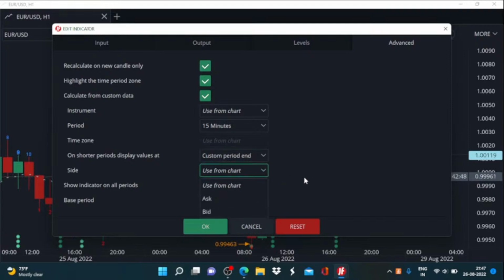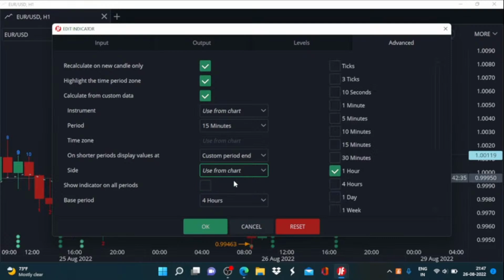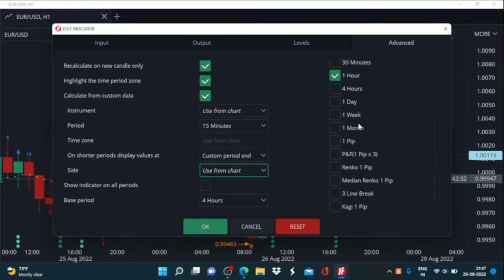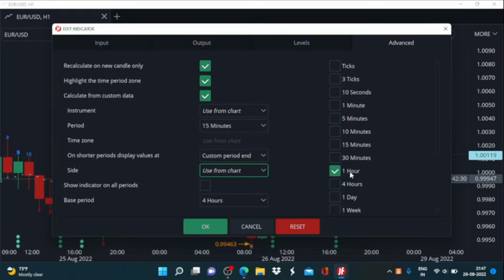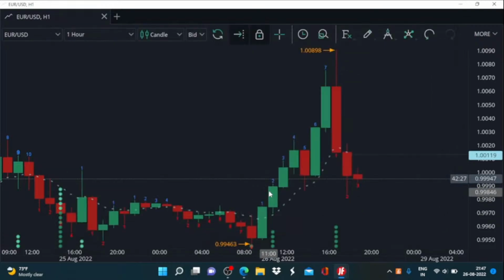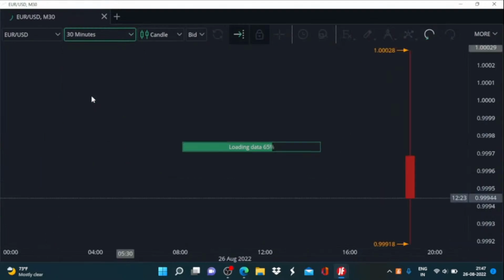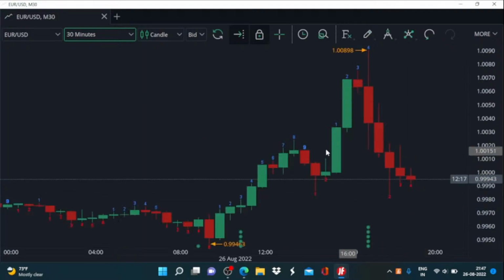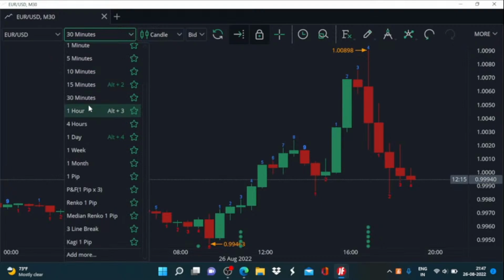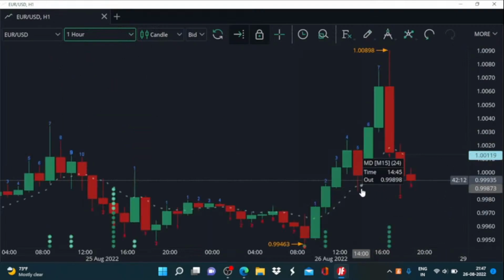Then you can use the spread side from the chart, or you can define it ask or bid as per your requirement. And if you want the indicator to be shown on all the periods, then you have to opt in for this. If you opt out of it, then you will have to define the candle period on which this indicator needs to be plotted, and only on that particular time frame the plotting will be done. And if we change the chart to another candle period, then no plotting of the McGinley dynamic will be visible. So now on the half an hourly time frame there is no plotting. Alright, so this is now back again.